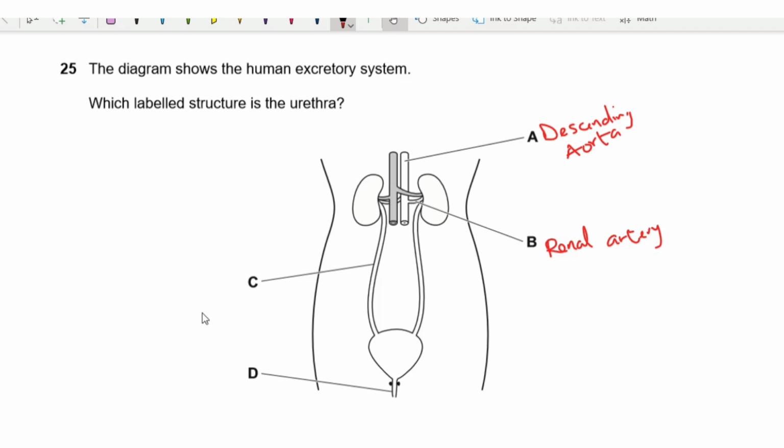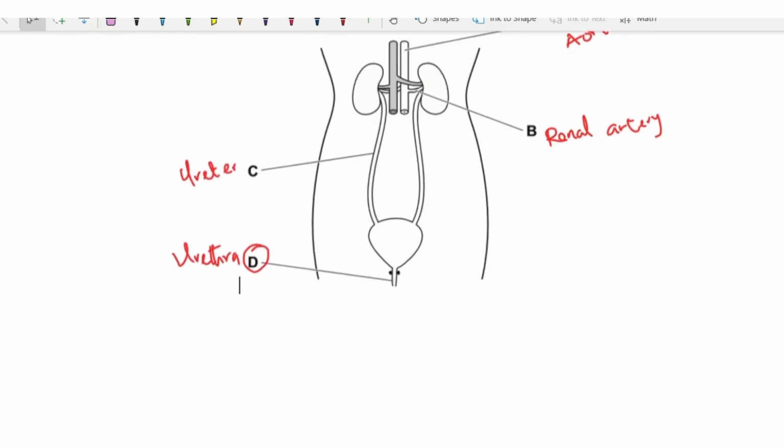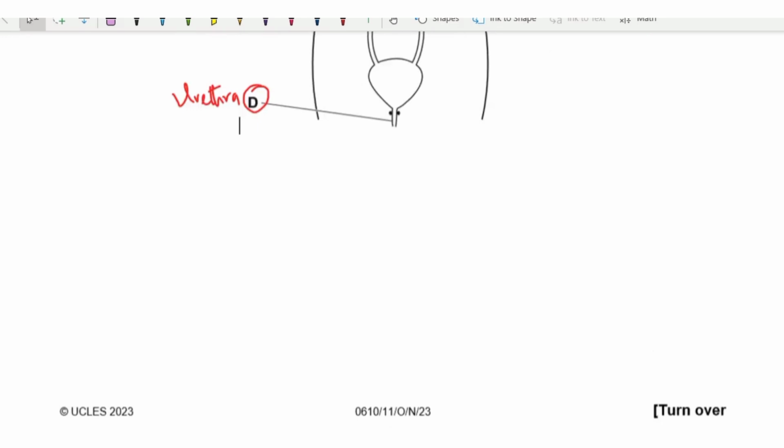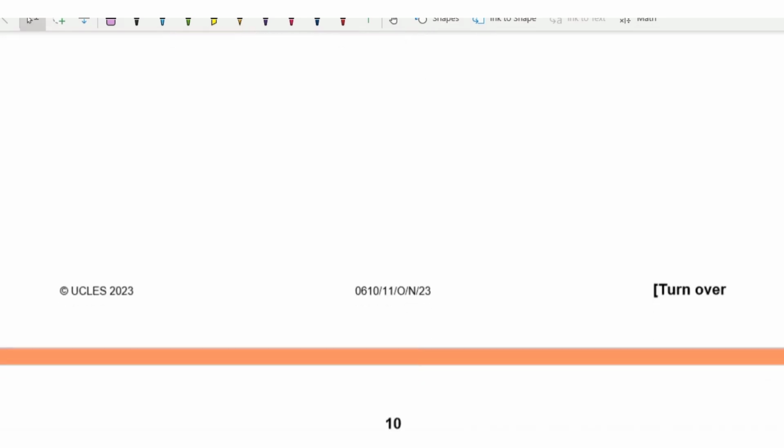Part B is the renal artery. C is the ureter, while D is the urethra. So automatically option D is our correct answer. Urethra is the part labeled D. So we'll now proceed to question 26.